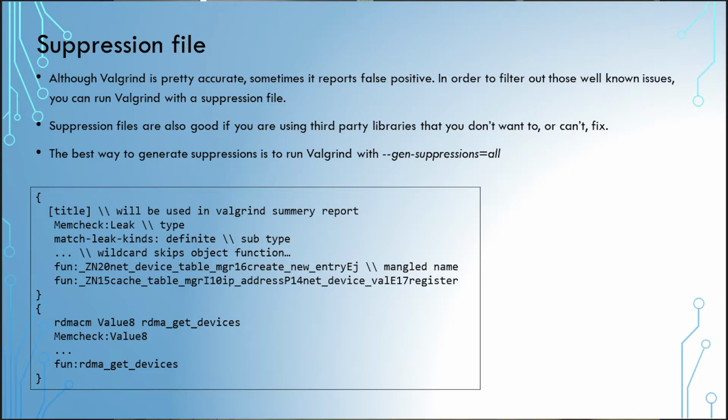If it's a definite loss for memcheck, for undefined, it will tell you something else. Then it can just show you the trace of all the functions and objects involved. You can just use three dots and ignore it, or put a full trace. Depends on what you want. Like in this example, all the functions that go through this function, LDMA get devices, we don't care about it.